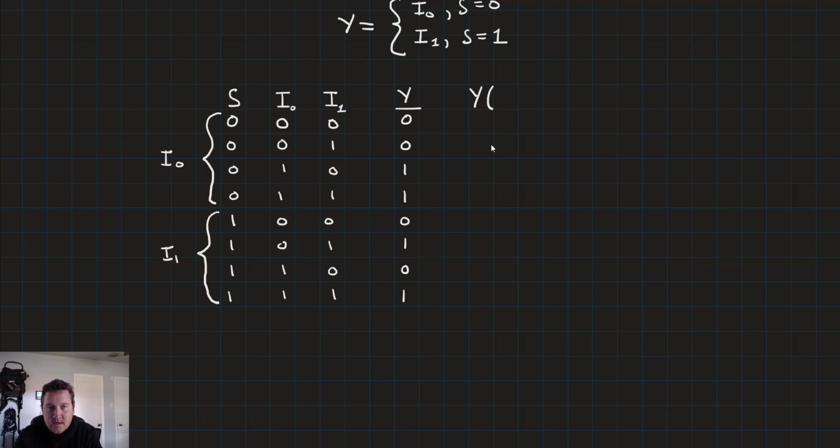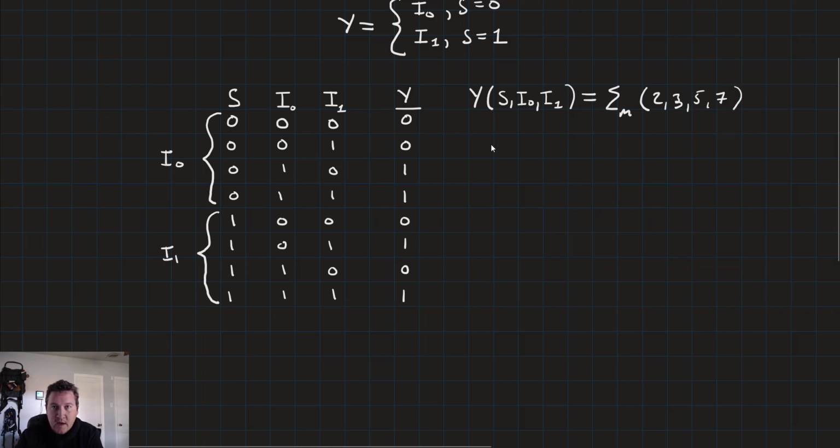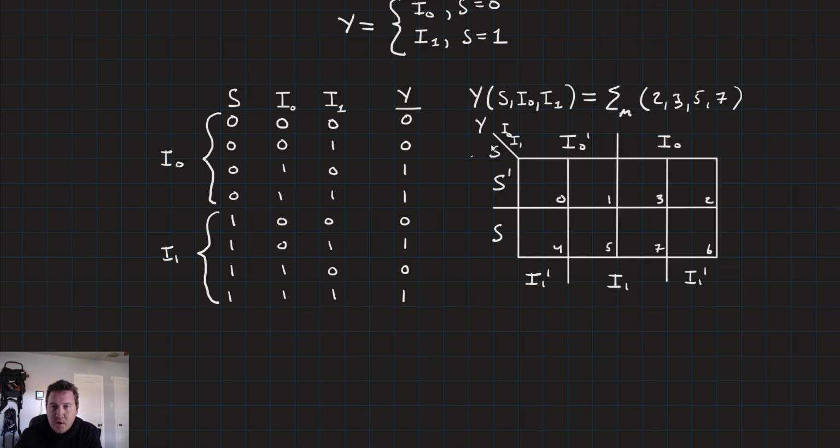So we can write that as our generalized expression of minterms. We'll say that Y is equal to a function of S, I0, and I1, and is equal to the sum of minterms 2, 3, 5, and 7. So we'll throw that into a K-map. Let's build our K-map here, and we drop our minterm values into the cells. So that will be 2, 3, 5, and 7.